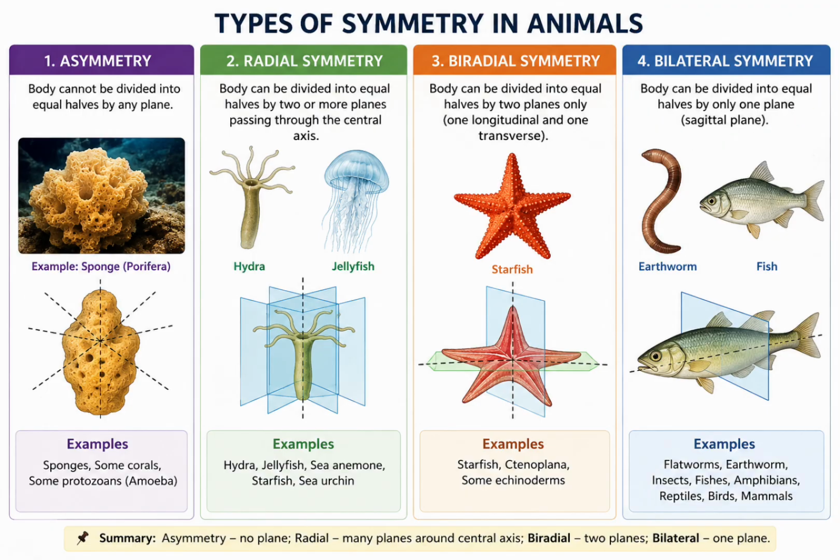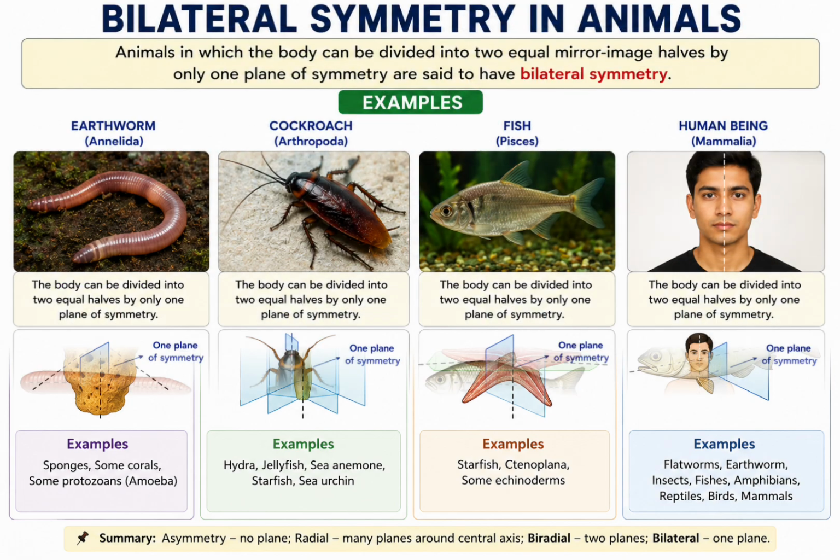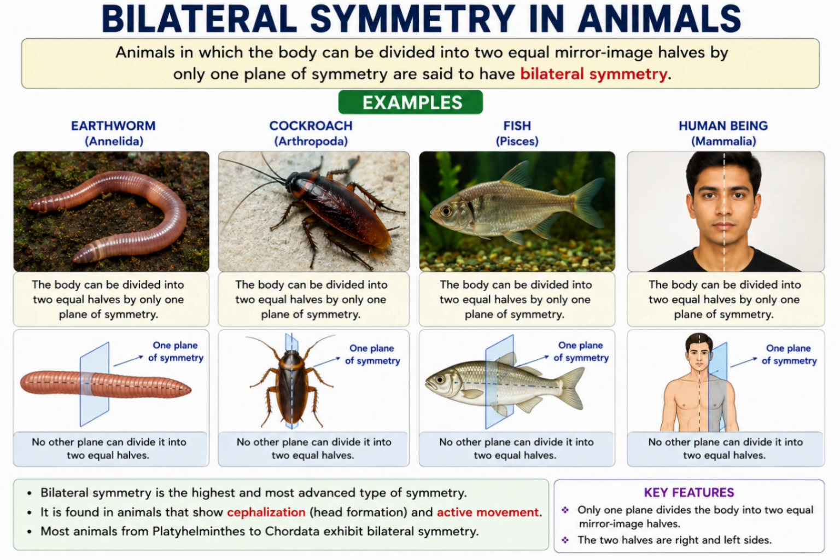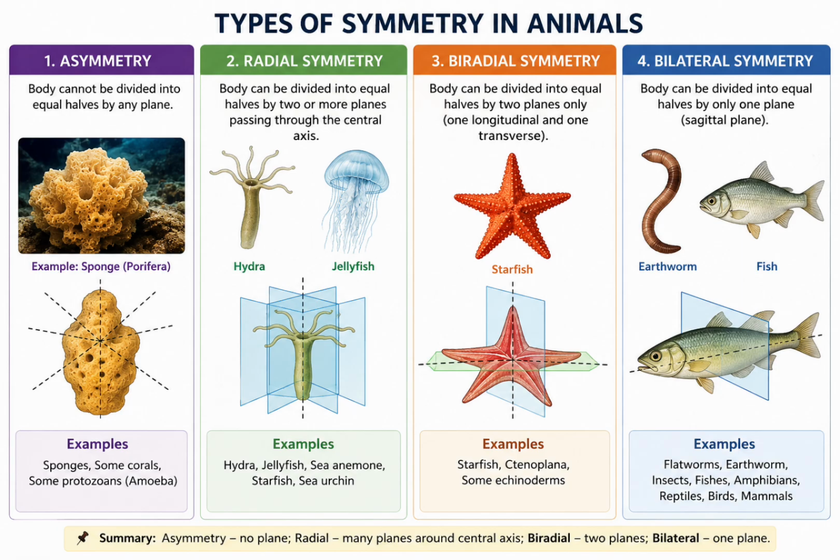This is the common type of symmetry seen from Platyhelminthes onwards, up to mammals like humans. Here only one imaginary plane divides the body into two equal mirror image halves. If we see the evolution, the sequence will be asymmetry, radial symmetry, biradial symmetry, then bilateral symmetry. It shows a gradual increase in structural complexity and specialization.